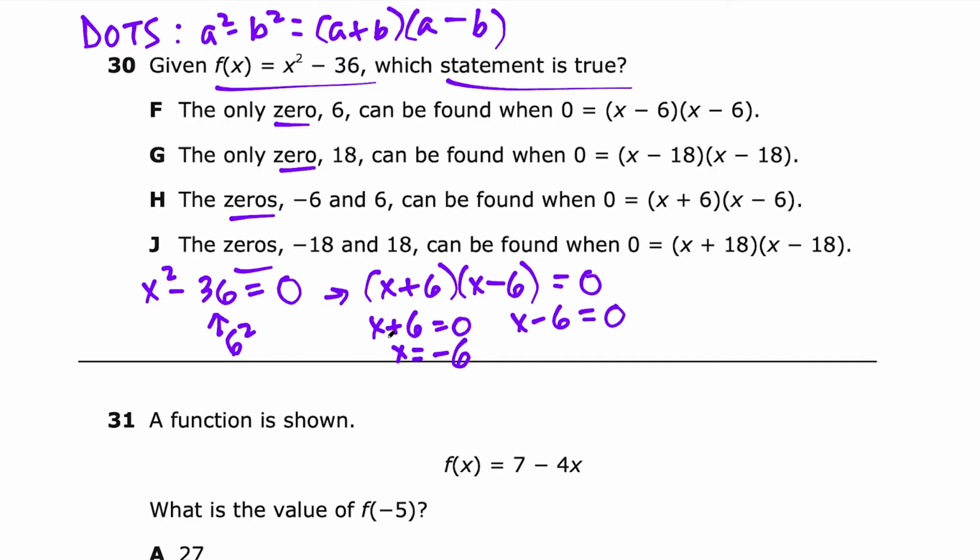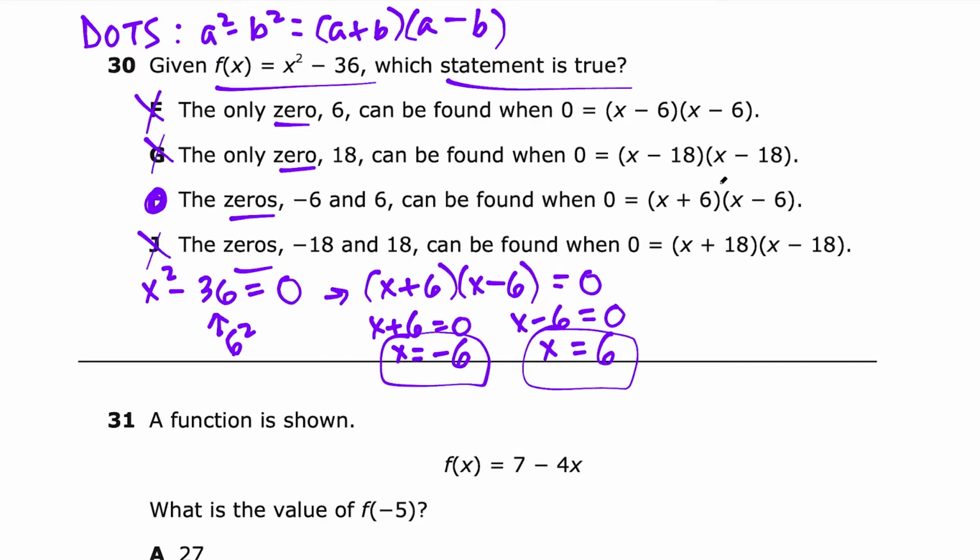And you could even verify here, negative 6 plus 6 is 0. And then the solution to the second equation would be x equals positive 6, because 6 minus 6 would be equal to 0. So we would have two zeros here, which tells me that the first two answer choices are gone because they're saying there's only one 0. And then I know the roots are negative 6 and 6, so choice H is automatically correct.